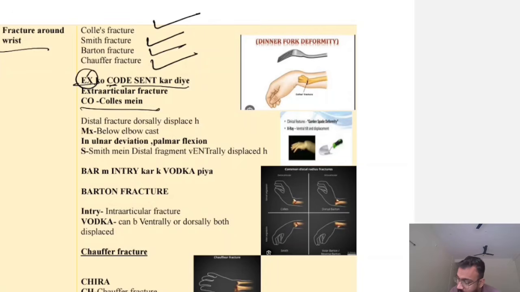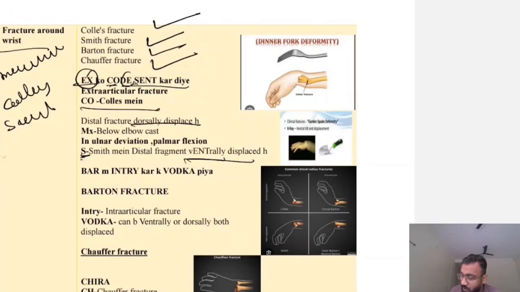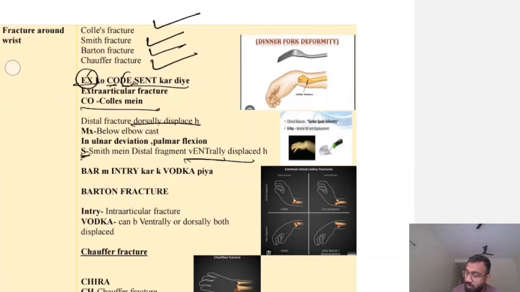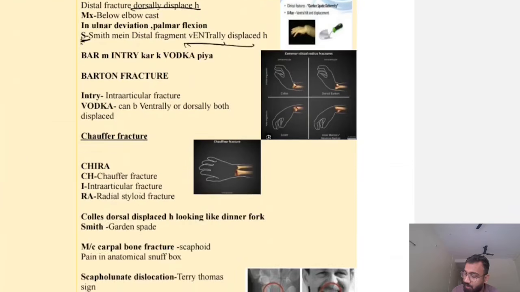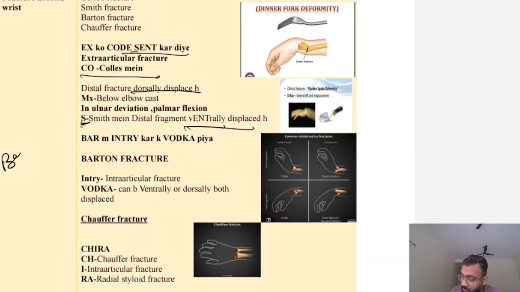So in Colles, the distal fragment is dorsally displaced. Okay. Next is Smith. S is for Smith and ventrally displaced. VENT is for ventrally displaced. So Colles and Smith are extra-articular fractures. In Colles, the distal fragment is dorsally displaced. In Smith, the distal fragment is ventrally displaced. Okay. Now we have the intra-articular fracture. The intra-articular fracture is Barton fracture.